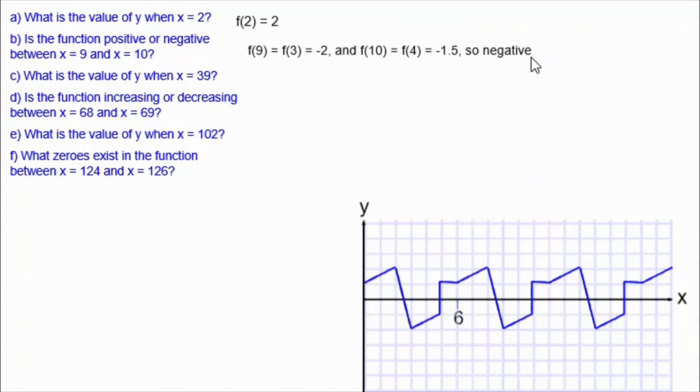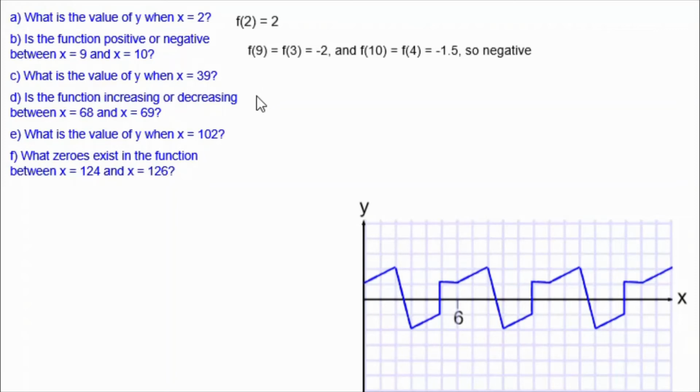Things get a little bit more complicated when we look at the rest of our questions, where we're looking at values of y when the x values are 39, 68 or 69, 102, even as high as 124 and 126. We can't see any of those regions of this periodic function on the graph that we were given. But we can use our period to figure out what must be happening and use function notation to answer the question in a way that is justified.